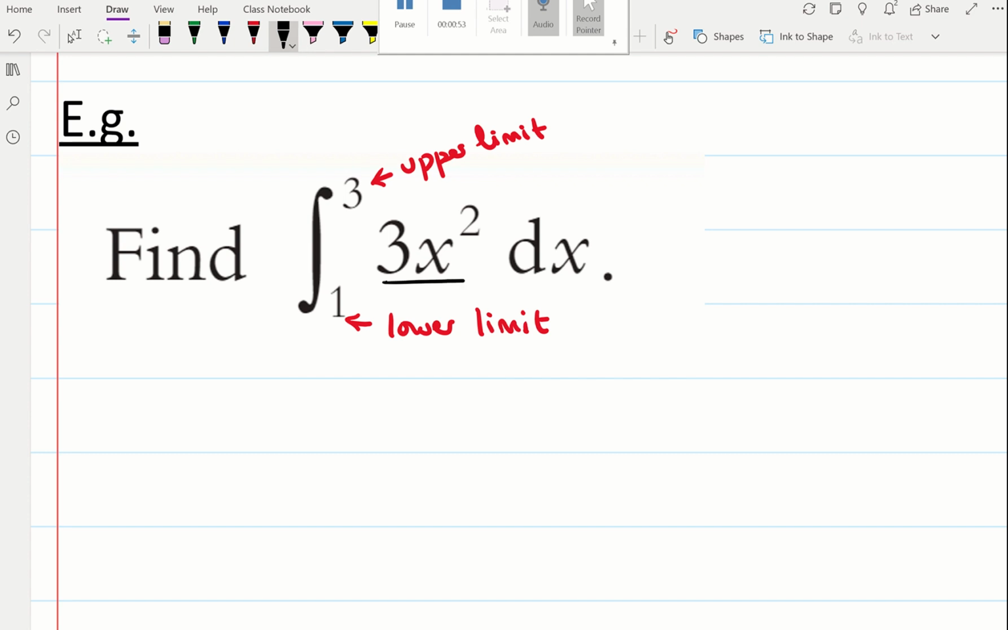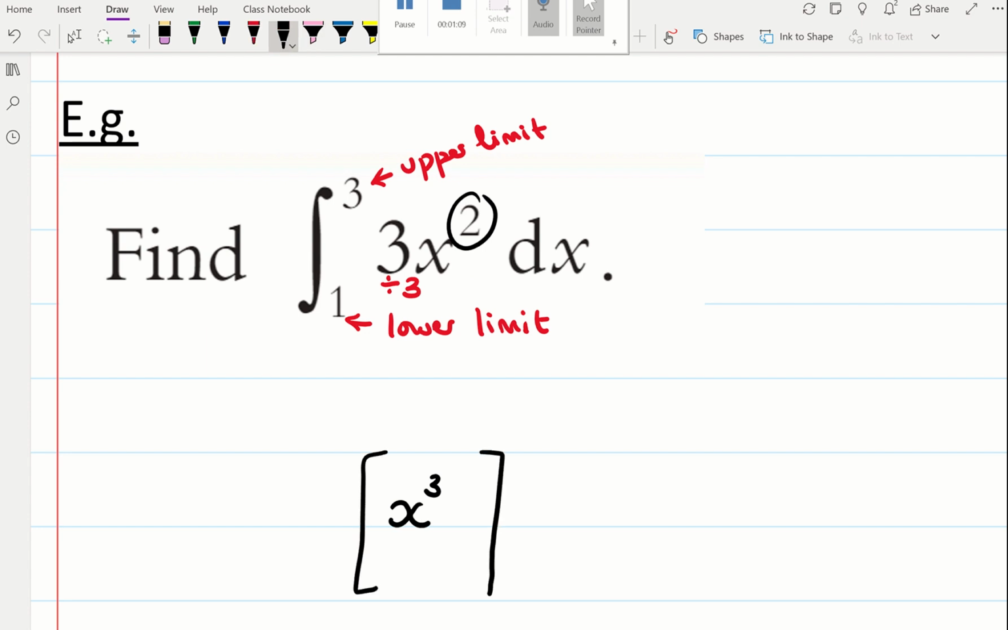So let's integrate 3x squared. It's very straightforward. I add 1 to the power. This gives me x cubed. And then I divide. So here divide by 3. 3 divided by 3 is 1. So I just have x cubed.